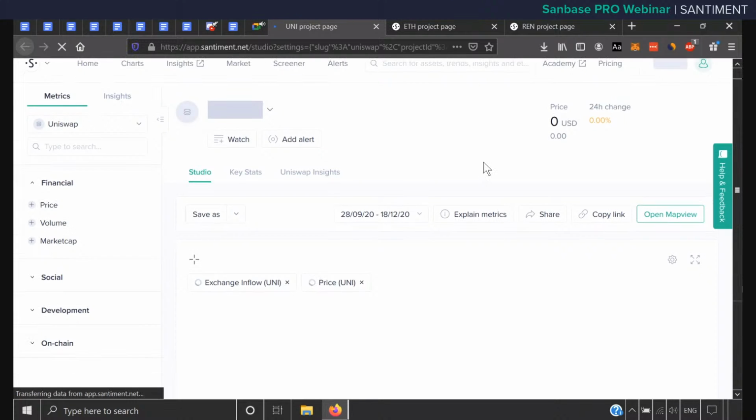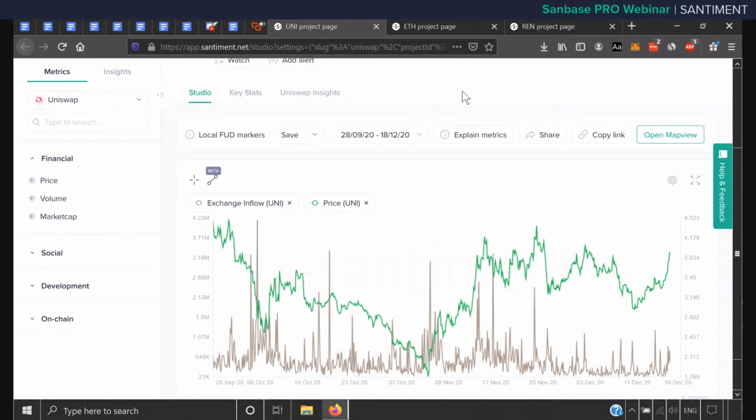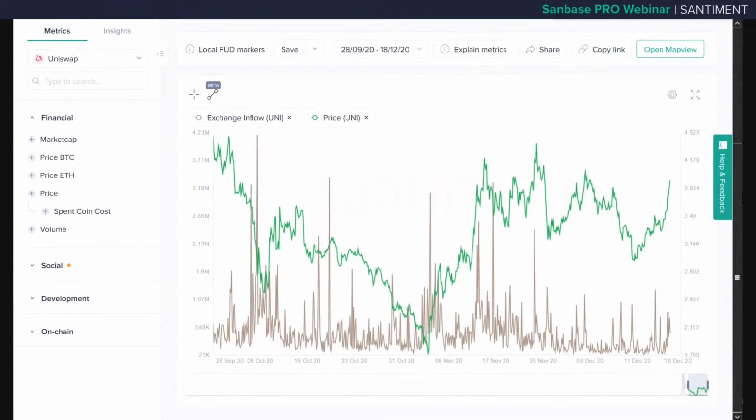Uniswap is always a nice example to look at. So in case of Uniswap, and let me full screen it, we have seen massive clusters of exchange inflow spikes here during a downtrend, as well as here. If you look at the most dense stretches of this exchange inflow for Uniswap, this is a 3-month view, you will notice them coinciding with short-term bottoms here as well as here.